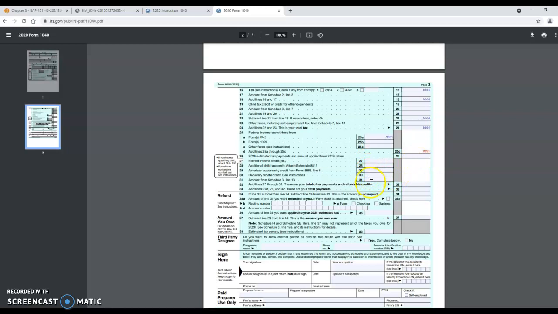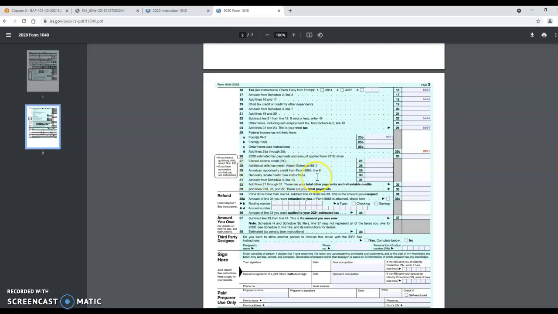Lines 27 through 31 are all what's known as refundable credits. Credits that you can get money back even if you didn't pay any in. And the earned income credit is the biggest of those. There's a lot of special rules related to the earned income credit. Okay, there's the additional child tax credit if you didn't get to use it all on line 19. American Opportunity Credit, that is from you going to college, and if you paid for it out of pocket, you can get credit partially refundable from that.